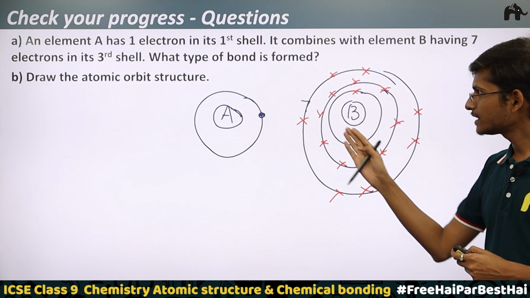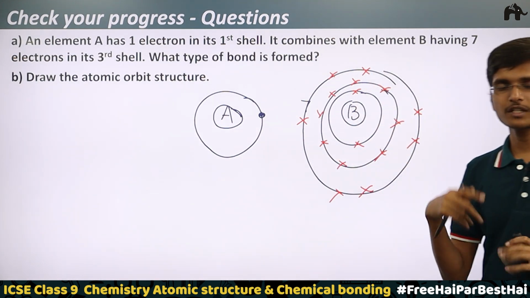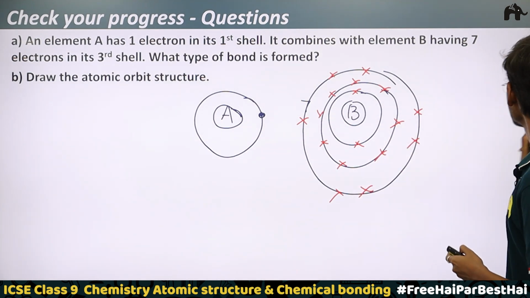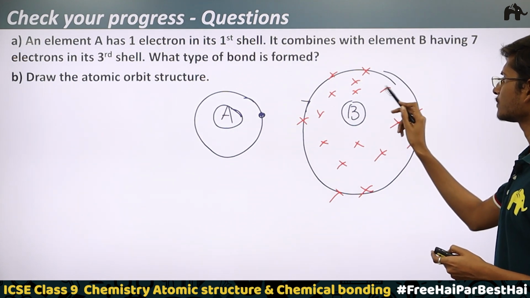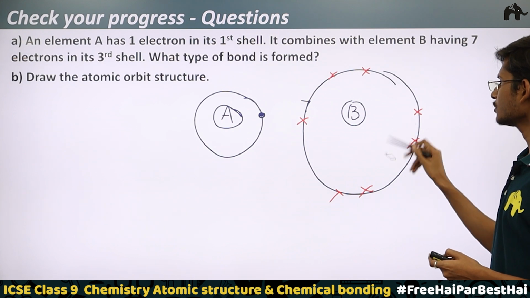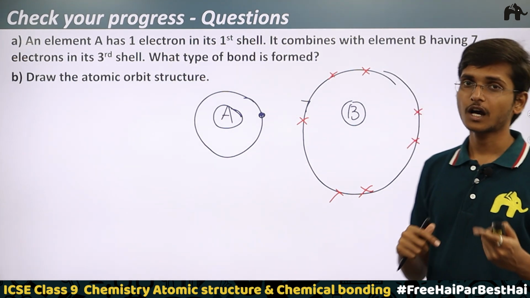Since it has 7 electrons in its third shell, there is no need to figure out the electrons present in the inner shells. That way also you can figure it out. How? Suppose I erase this. No need to care how many electrons are in the inner shells. You know that it has 7 electrons in its outermost shell.